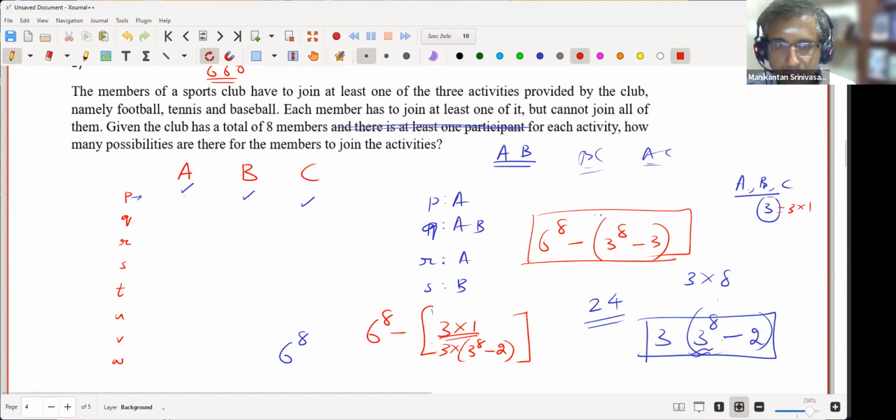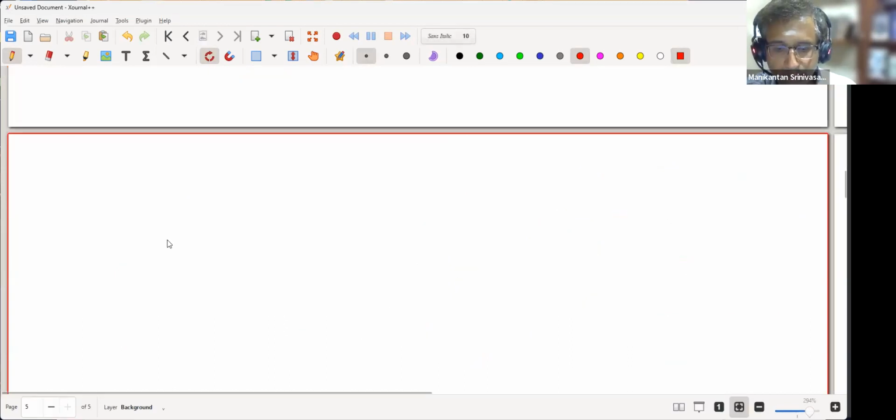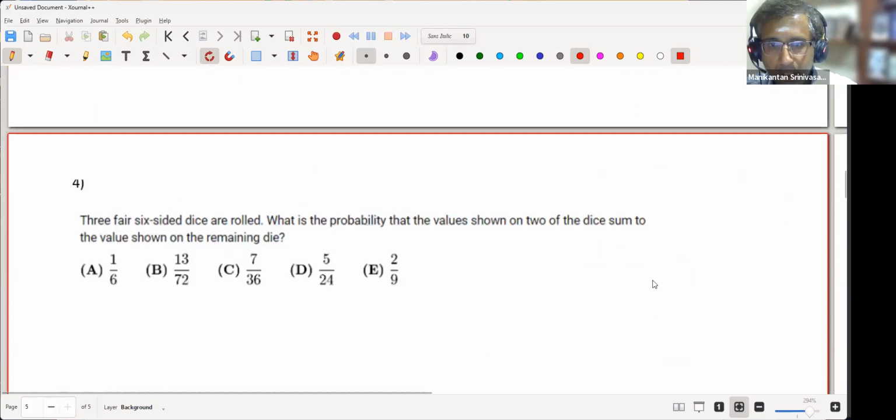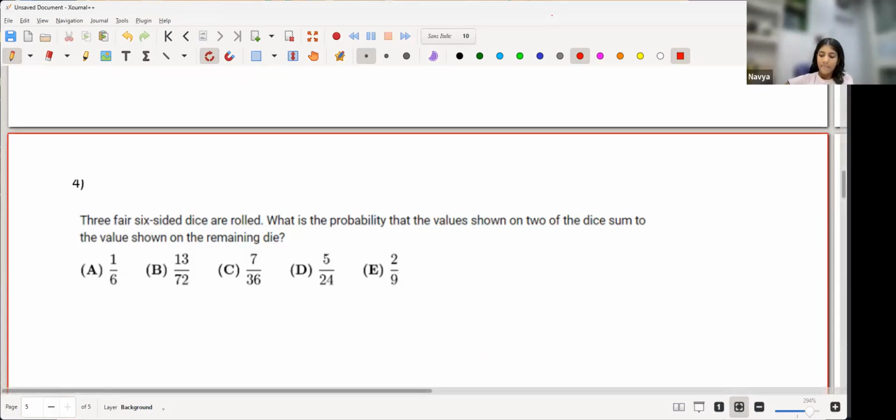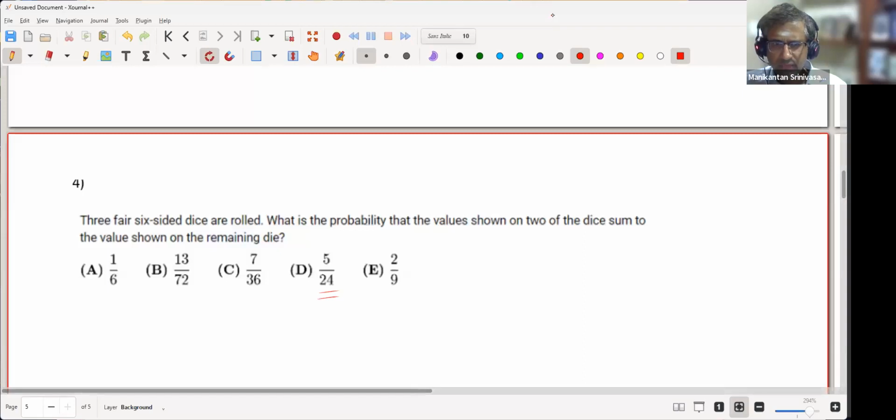Question 4. What is the probability that the sum of 2 values adds up to the remaining one? Okay. Navya, what did you get on this one? I got D, 5 over 24. Is this something that we did recently? Again, this also faintly rings a bell for me. Not sure of recent homework. Anyone else? Arav, what did you get?